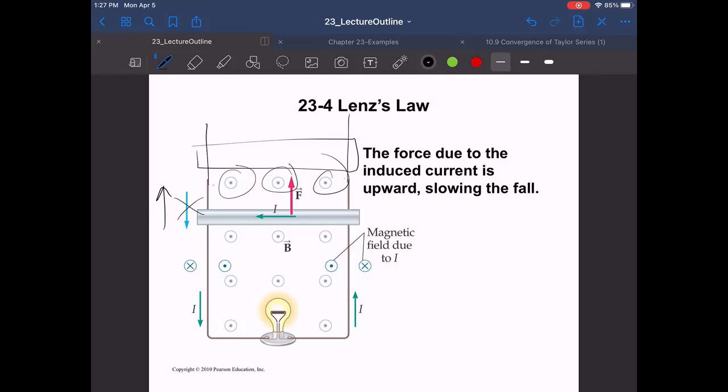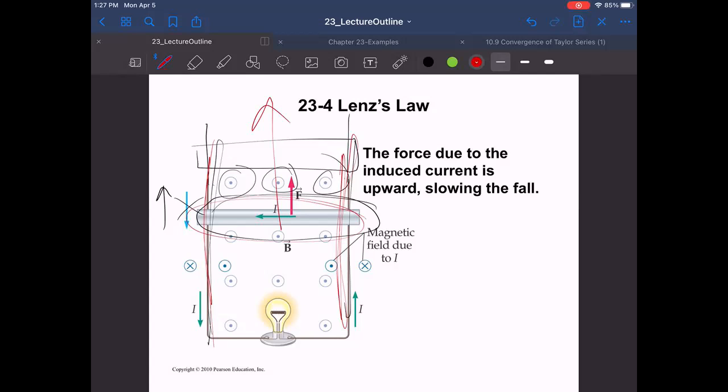There is a way you could use this: run electricity through that circuit and create a railgun. This is the basis for it. Anybody ever heard of a railgun? Rail, R-A-I-L, gun. Yeah, well, that's what this is. You use a magnetic field and you run electricity through it. This would be the projectile in this case, and these would be the rails that it would go down. So you run electricity through the rails and it creates a flux, and then that creates this force and will push it out.